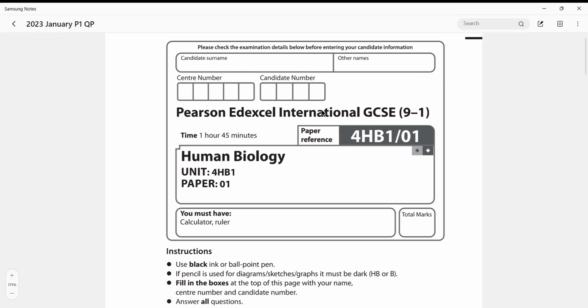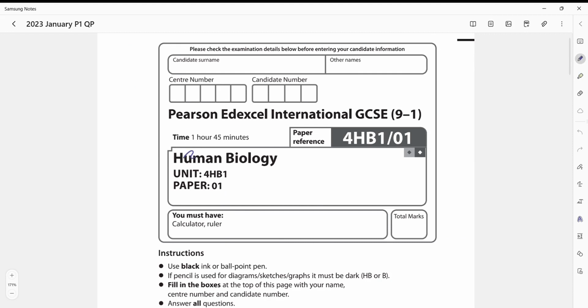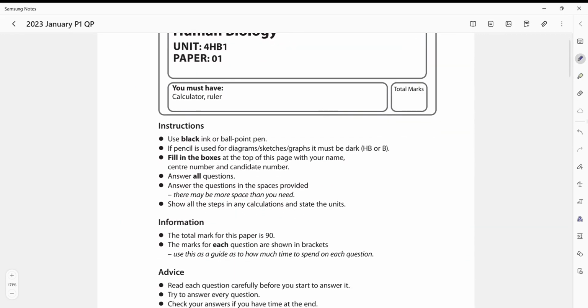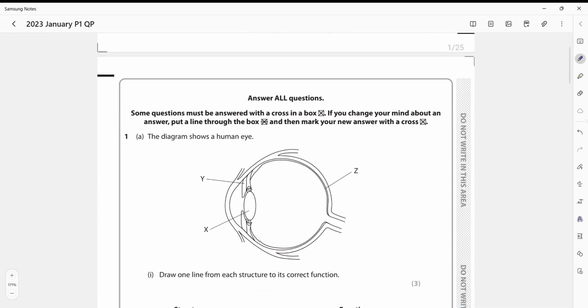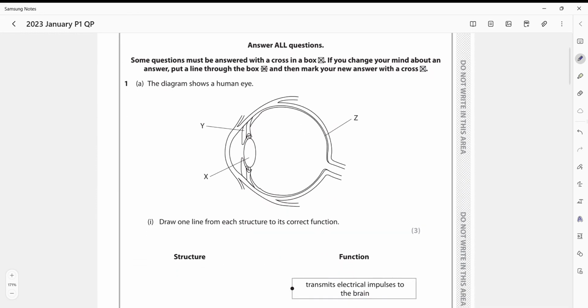You guys are given an hour and 45 minutes to do this, and the total marks for this paper is 90, and this basically tests on the entire syllabus. All right, let's start off with question 1.